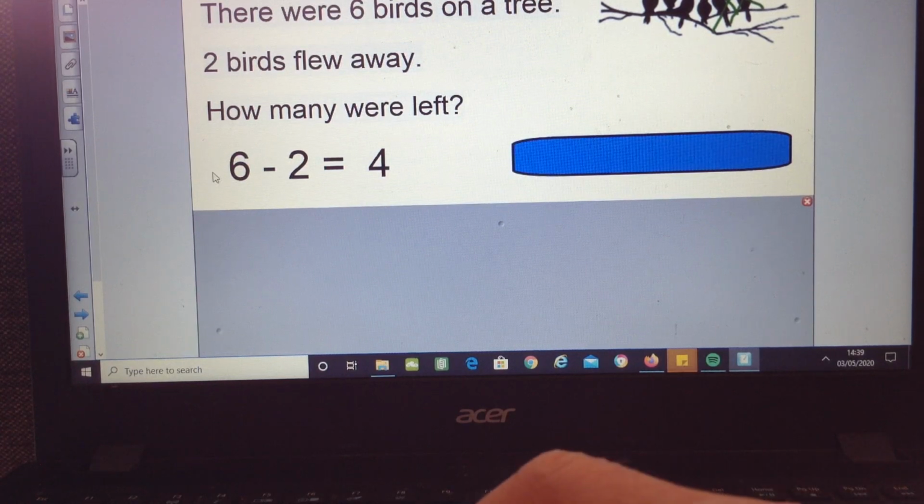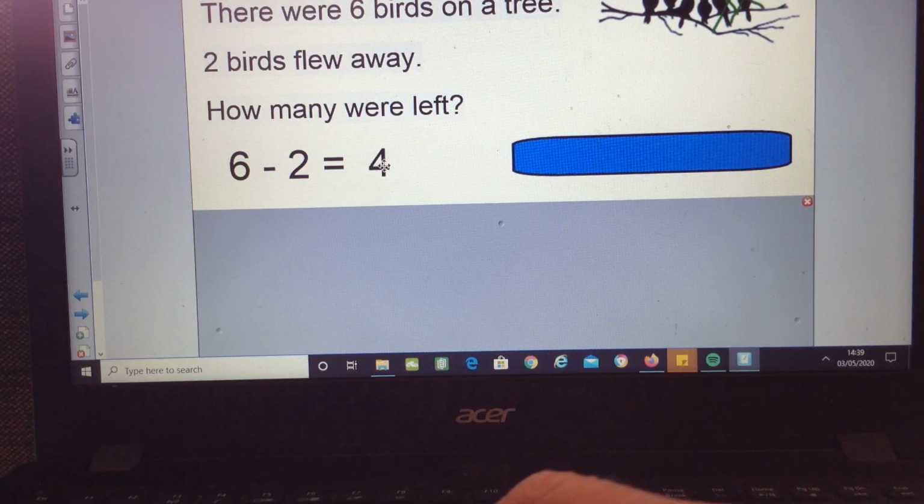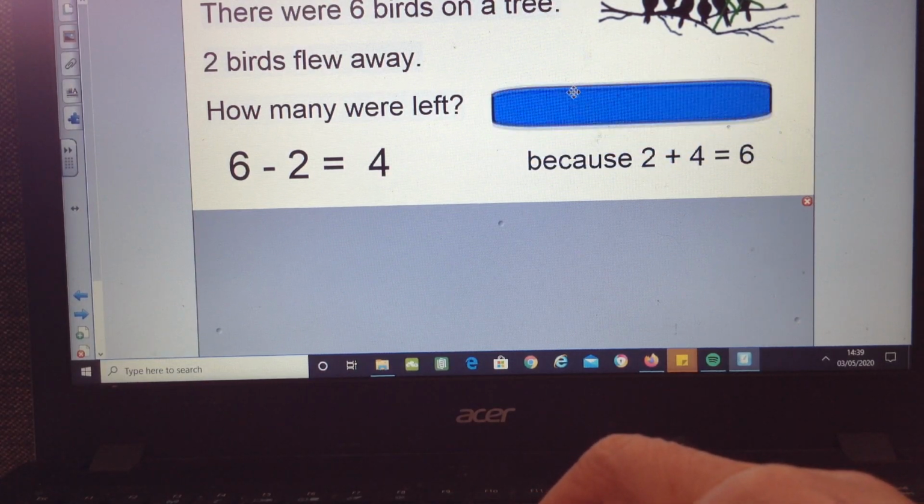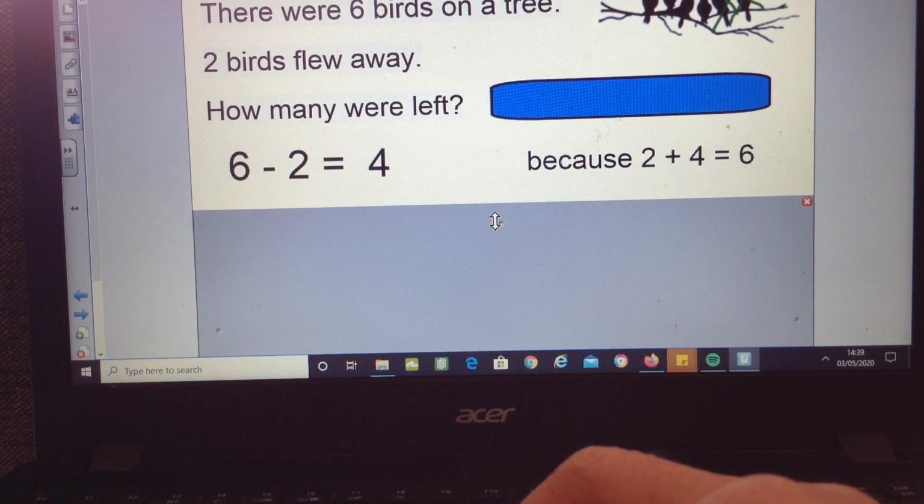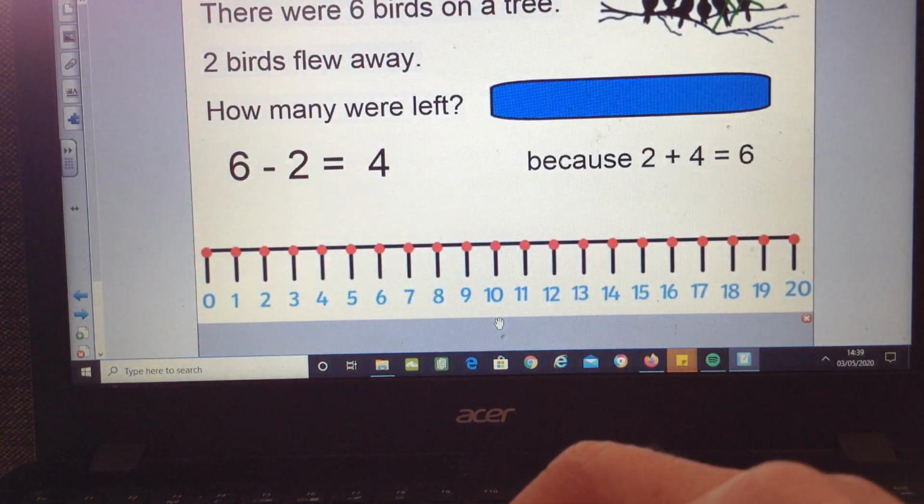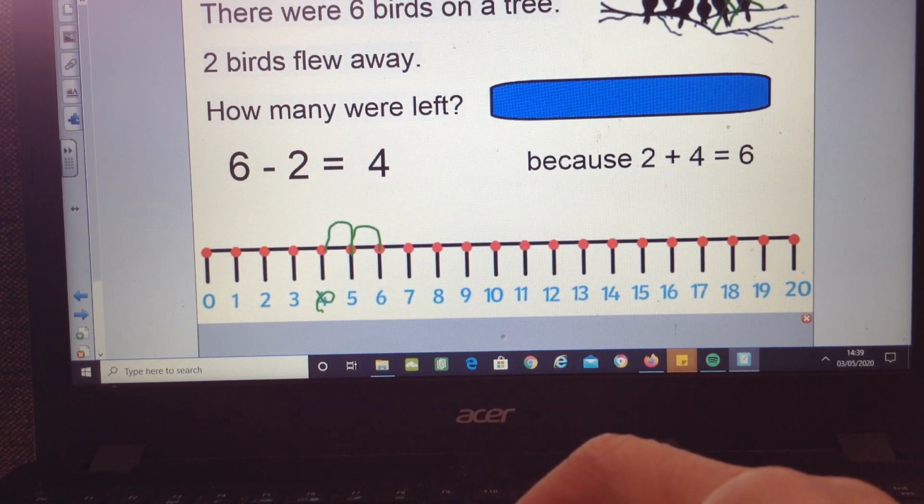Here's mine. 6 birds take away 2 birds equals 4. And you might have just known that because 2 add 4 equals 6. It's one of our learn its. If we're going to do it on our 100 square, we need to start on 6. Let's get it on 6 and take away 1, 2, and we've landed on 4, haven't we?